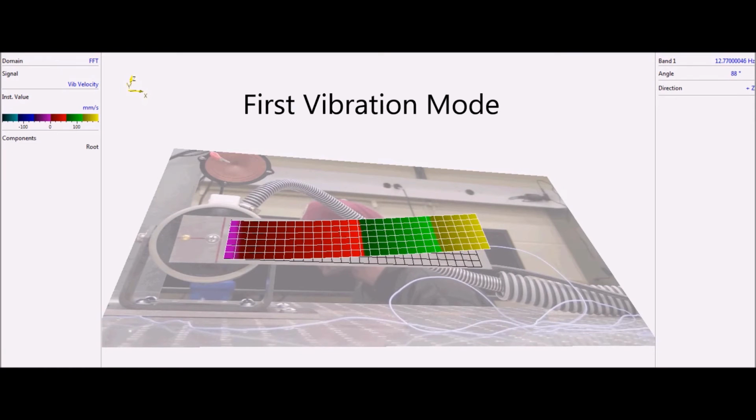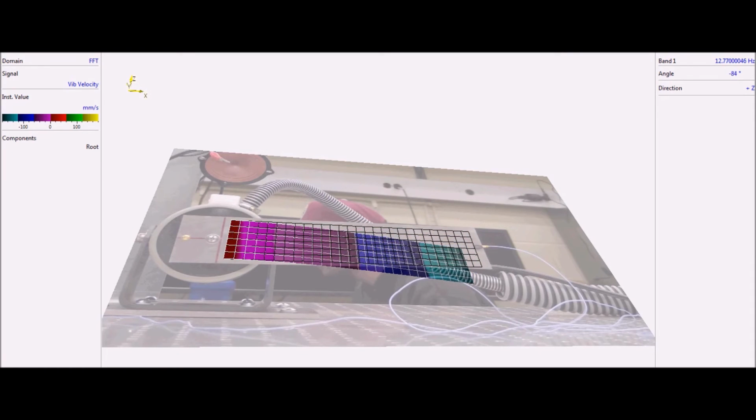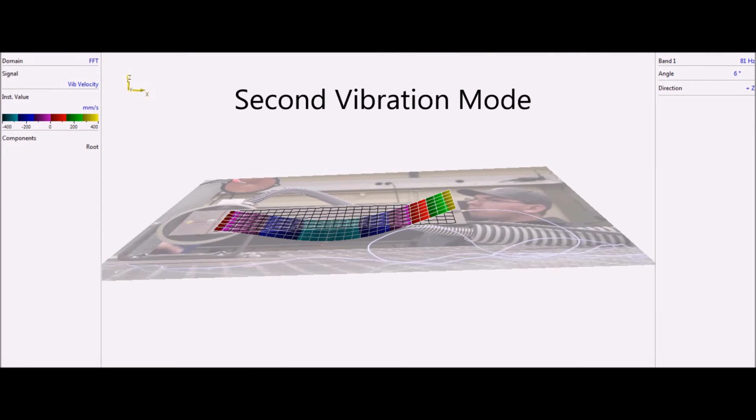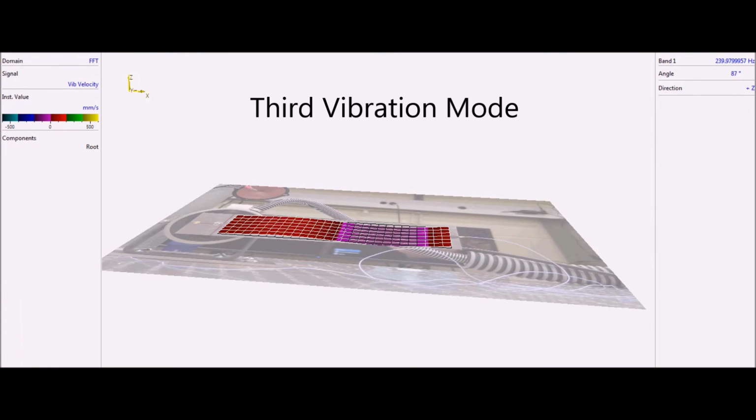The vibrometer created these animations. The first mode here, the second mode, the third mode follows, and finally again the fourth mode is the vibration of the plate.